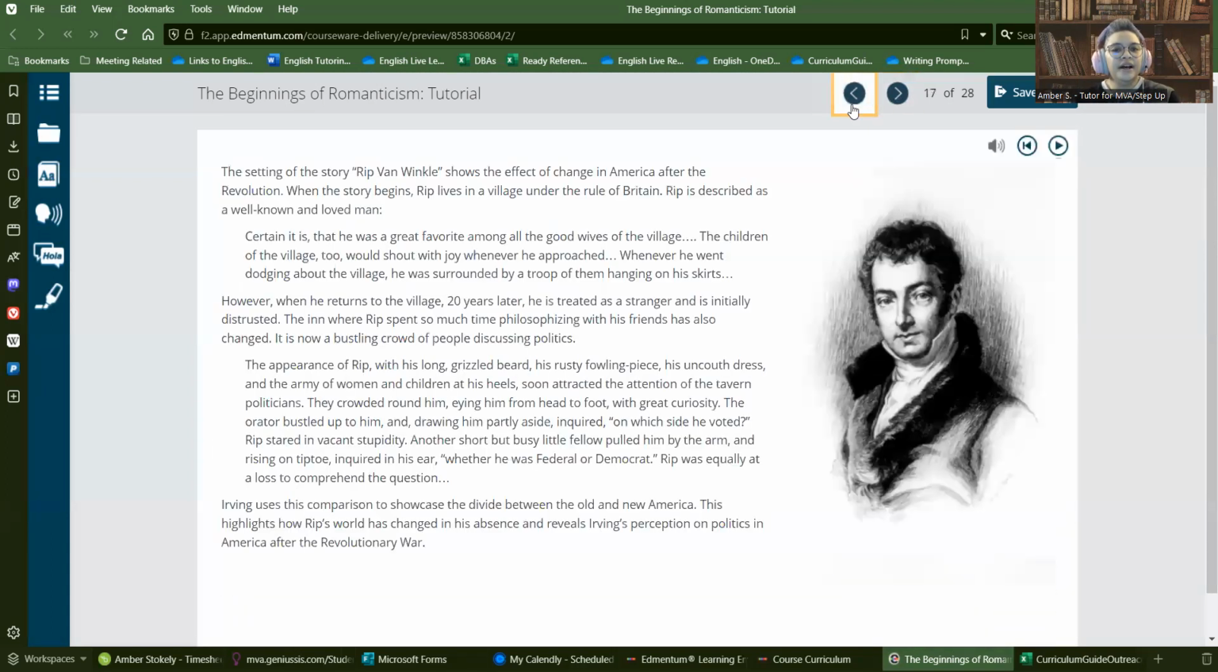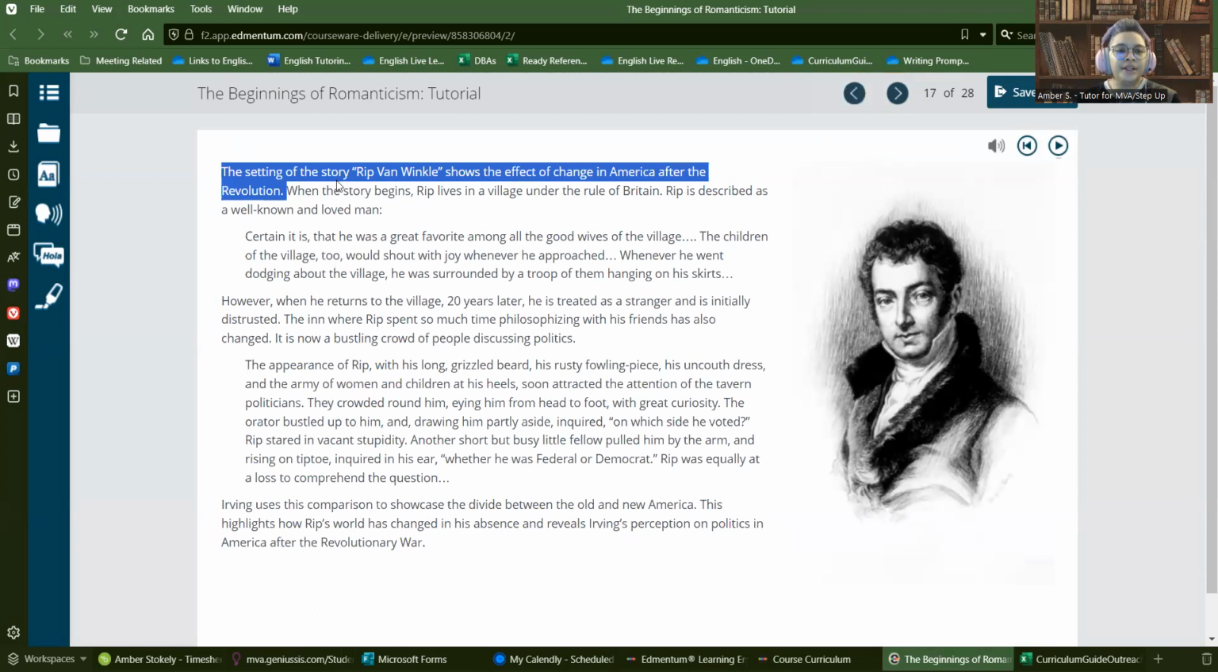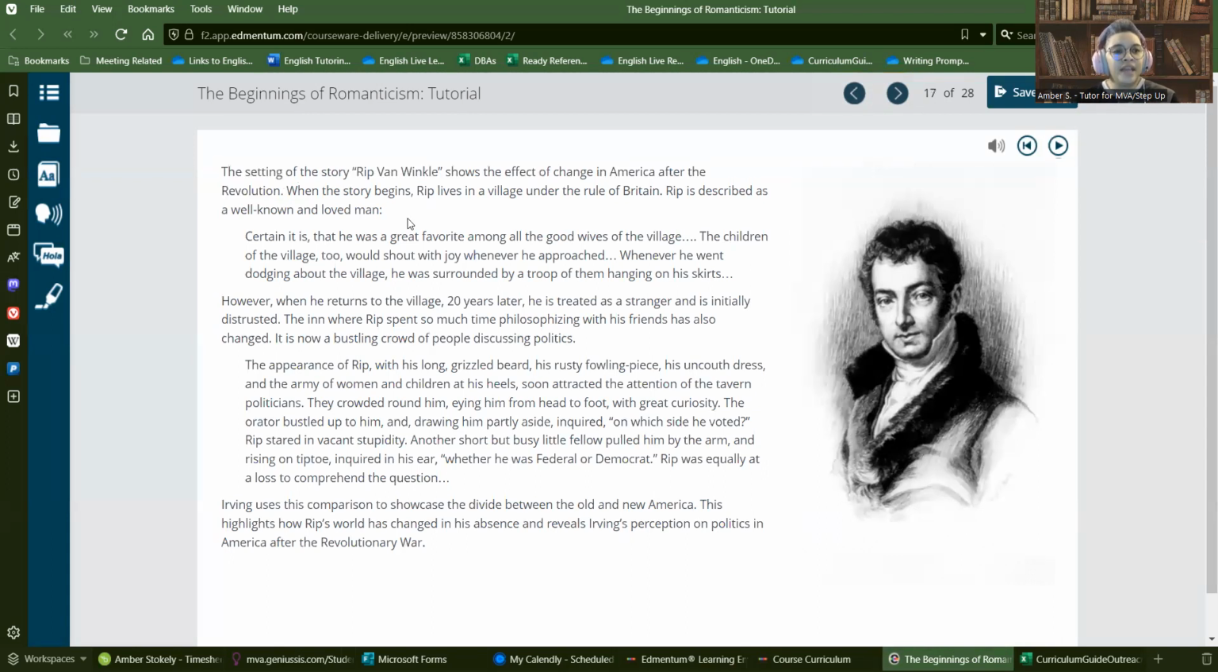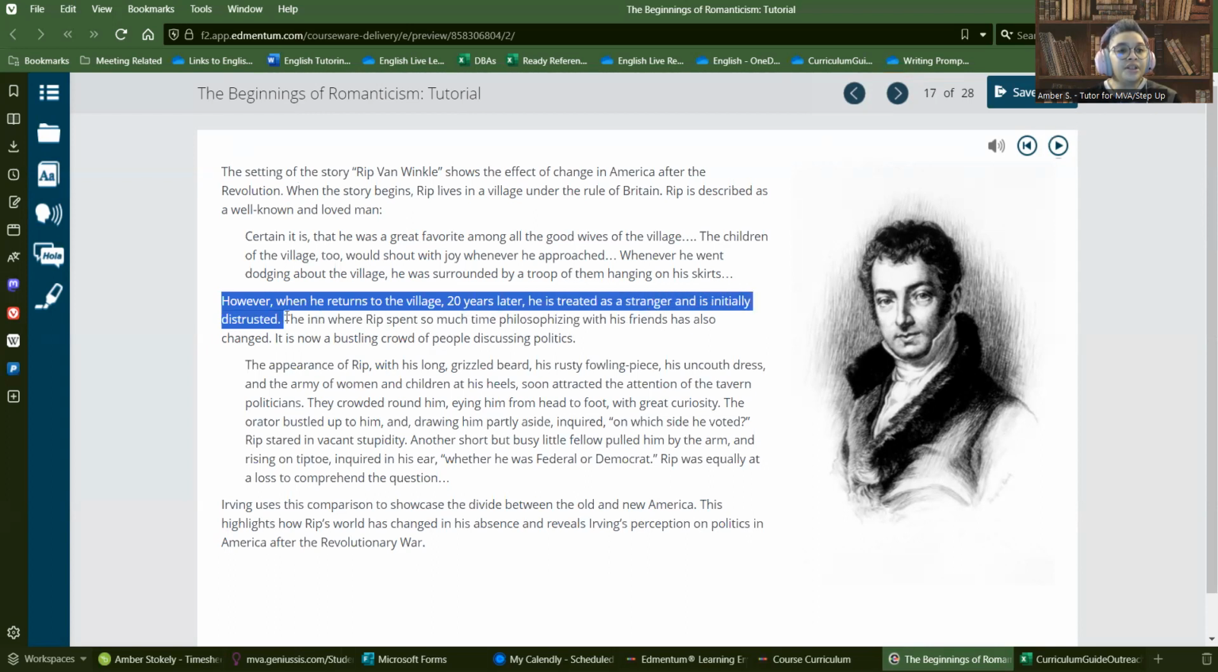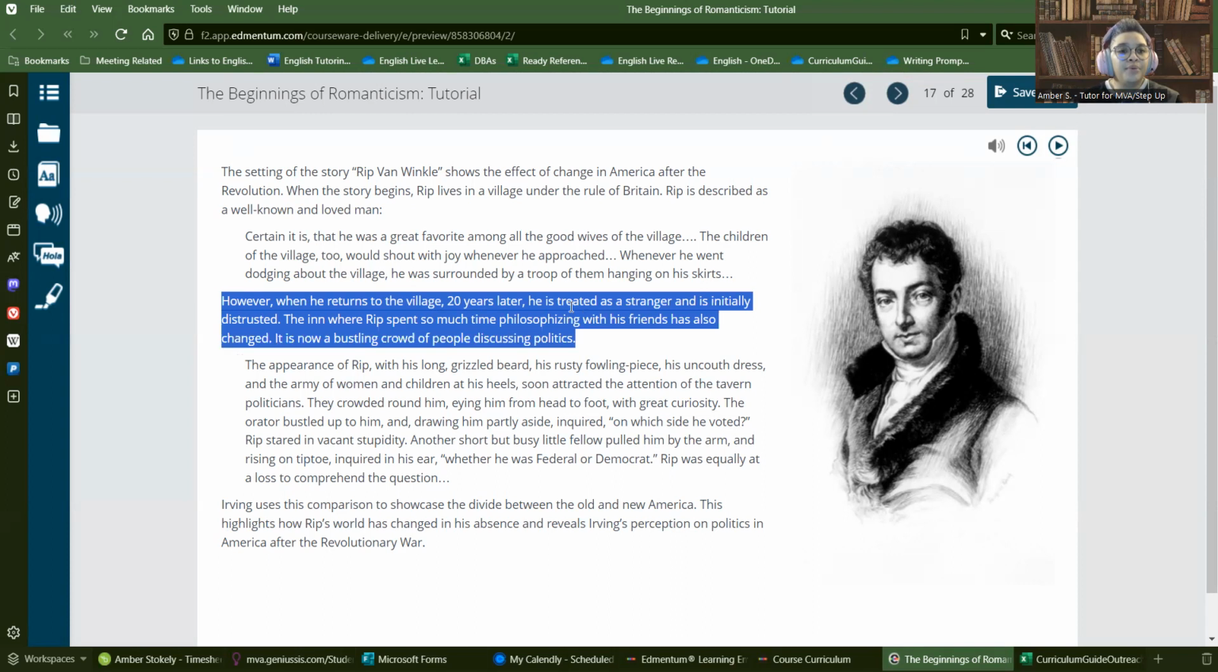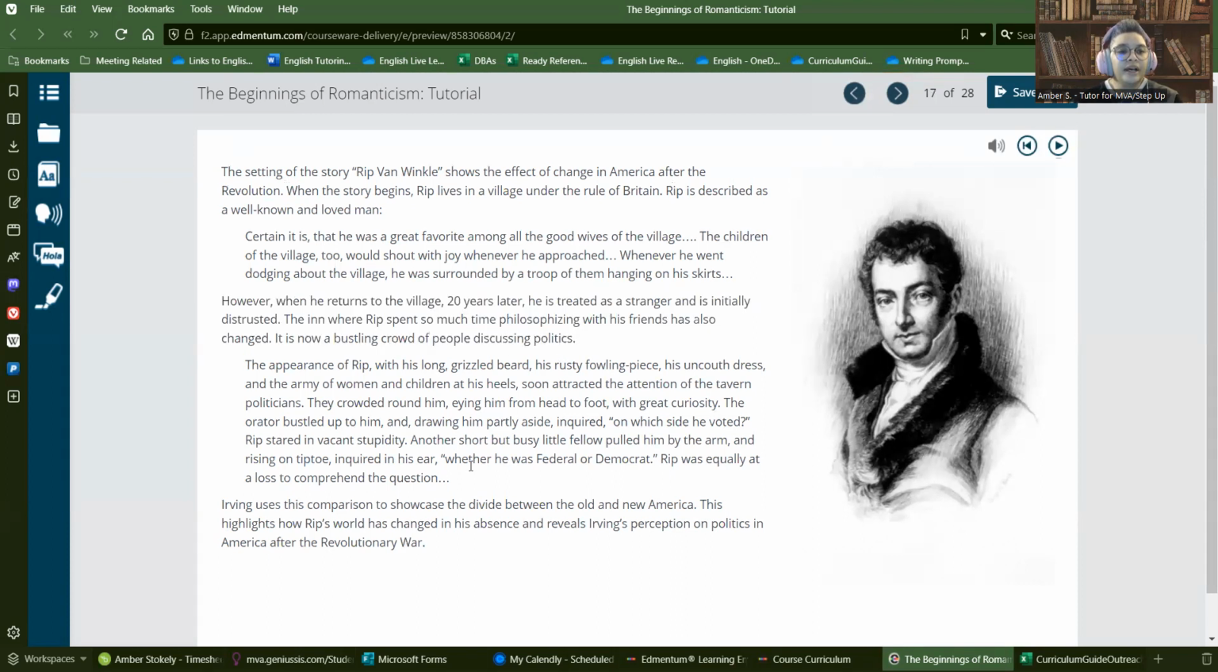Yeah, it is. Alrighty. So it says here, the setting of the story Rip Van Winkle shows the effect of change in America after the revolution. That's exactly what it does. Rip was alive before, and he sees the changes after. He returns to the village 20 years later, and he's treated like a stranger and is initially distrusted. And the inn, where he spent so much time philosophizing, so like thinking about life with his friends, is now a crowd of people discussing politics.